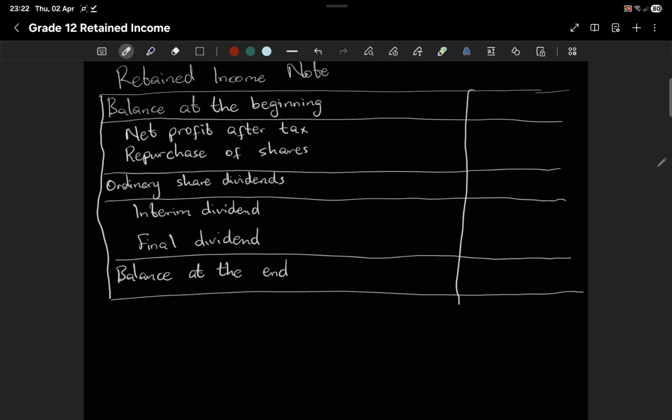With interim dividend and final dividend, the difference between these two dividends is that interim dividends are declared and paid during the financial year. But final dividends are only declared at the end of the year and paid the following year. We know that dividends are the amount of money that we pay to the shareholders of the company.